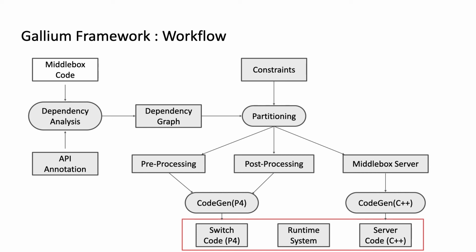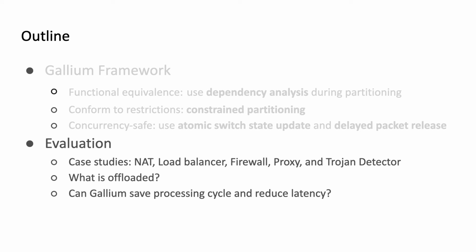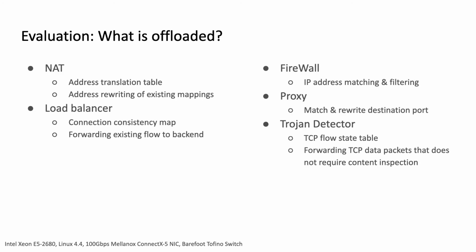To evaluate how effective Gallium's offloading mechanism is, we will now perform the evaluation that consists of case studies using 5 different Middleboxes as the input to Gallium. We will try to answer the following 2 questions. What is exactly being offloaded by Gallium, and how can Gallium provide any performance benefits? To understand what is exactly being offloaded by Gallium, we use 5 different Middleboxes as input to the Gallium system. This includes a NAT, a load balancer, a firewall, a transparent proxy, and a Trojan detector.